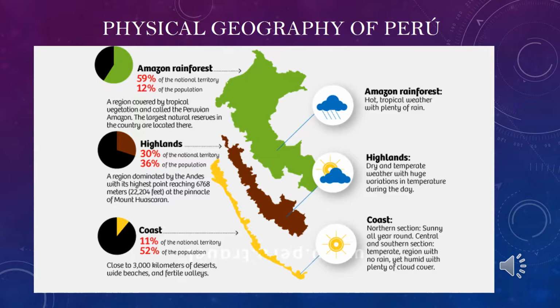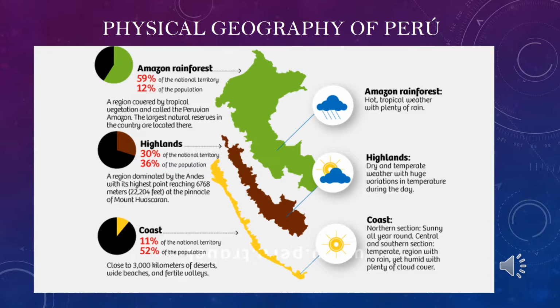Well, highlands. Highlands represent 30% of the national territory, and 36% of the population lives here. It is a region dominated by the Andes, with the highest point reaching 6,768 meters at the pinnacle of Mount Huascarán. The weather here is dry, and the temperature has huge variations during the day.